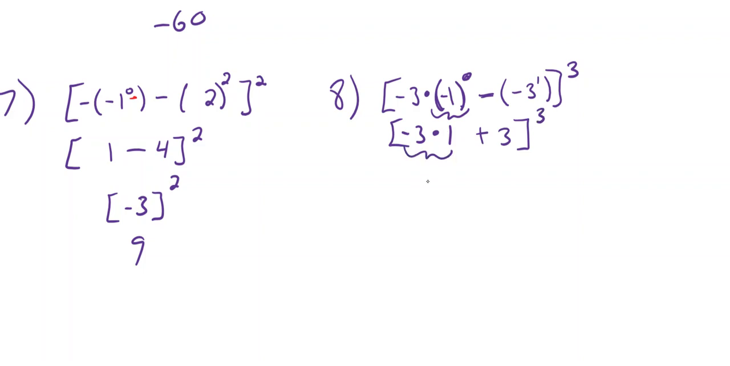Negative 3 times 1 is negative 3. Plus 3 to the power of 3. Negative 3 plus 3 is 0 to the power of 3. And then 0 to the power of 3 means 0 times 0 times 0. That's still just 0.